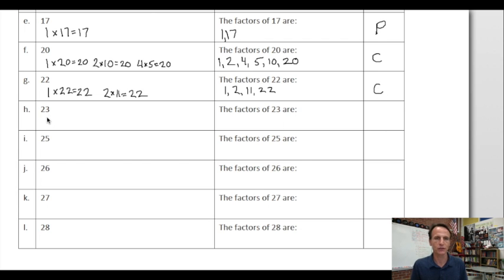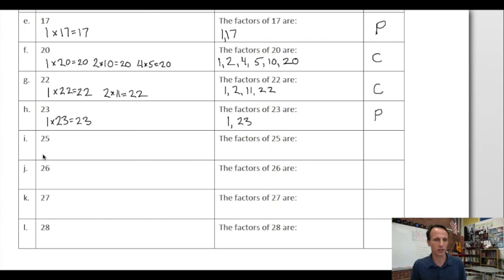Let's try 23. We'll go ahead and write 1 times 23 to start off with, is 23. What other factors can we multiply to get a product of 23? 2 times something? 3? No, 4, 5, 6, 7, 8, 10, 11, 12. No. That's it. So the factors of 23 are simply 1 and 23. And that fits the very definition of prime, right? It's greater than 1, its only factors are 1 and itself.